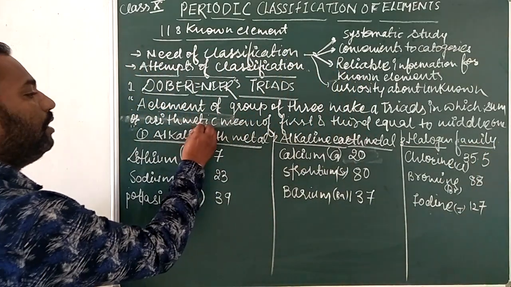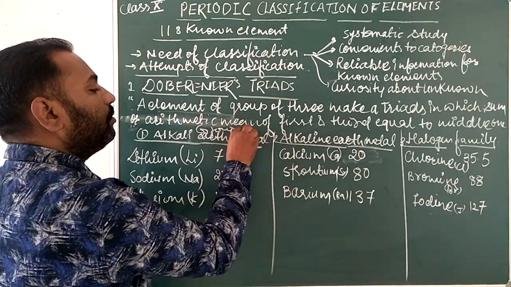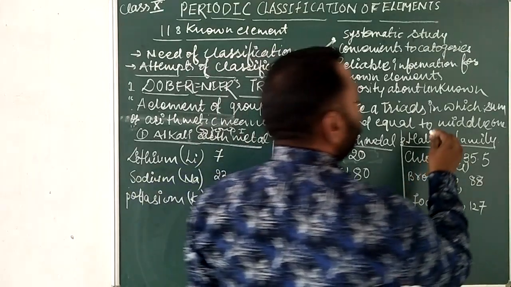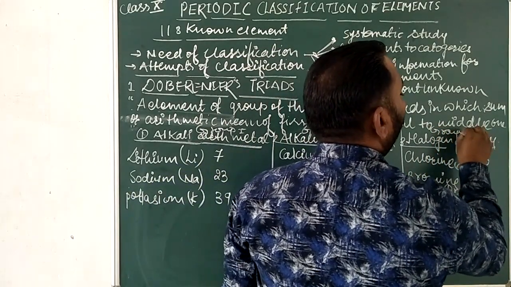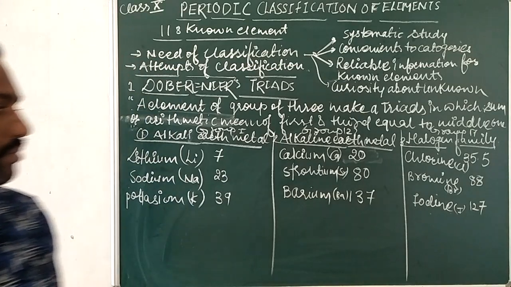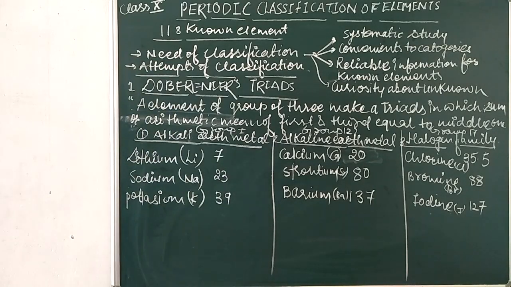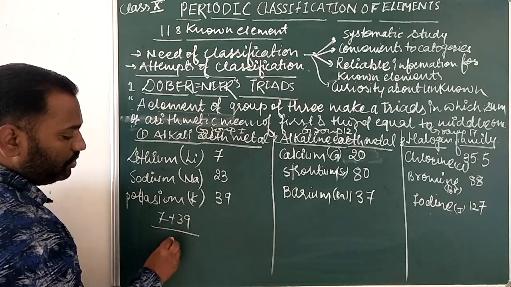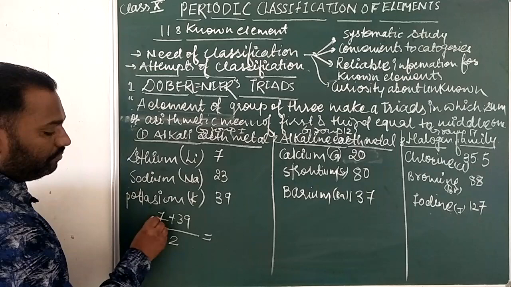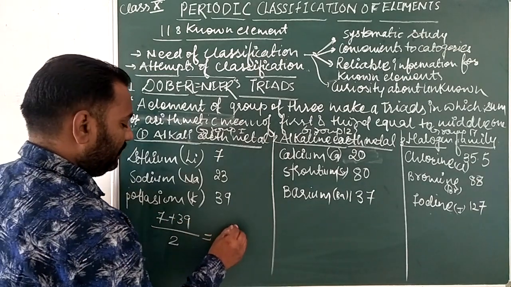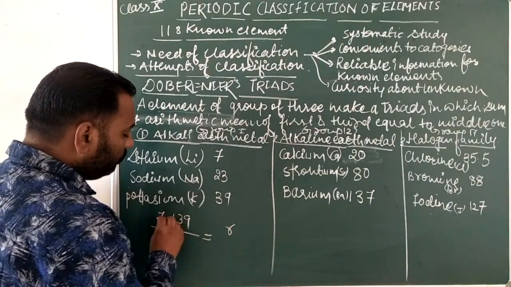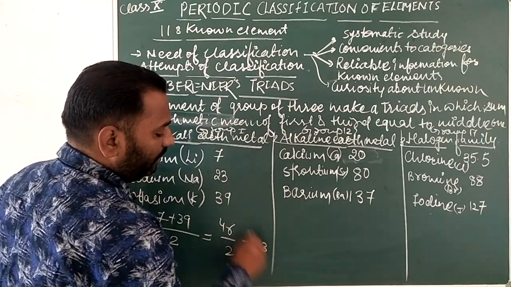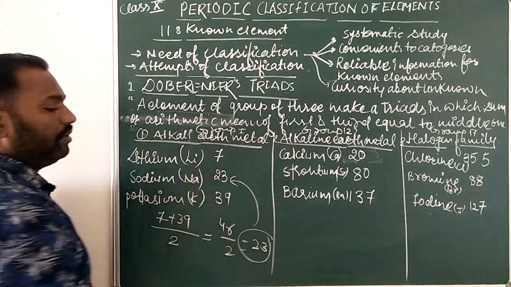Okay, this is group number 1. Okay, group first. This is group 2. Okay, and this is group 17. So how is this arithmetic equal? Okay, when we add 7 plus 39 plus this, then it will come like that. 7 and 39 is 46, and 46 upon 2, and then comes 23. So this one is equal to this one, the middle one.